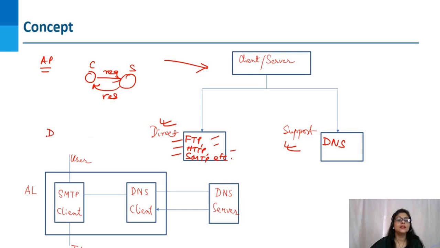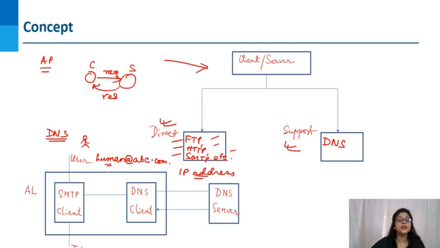Let's understand the domain name system with the help of this example. Let's say we have a user here and the user wants to access one website. Let's say it is human@abc.com. It is very easy for a user to remember the alphanumeric characters. But these characters must be mapped to an IP address.